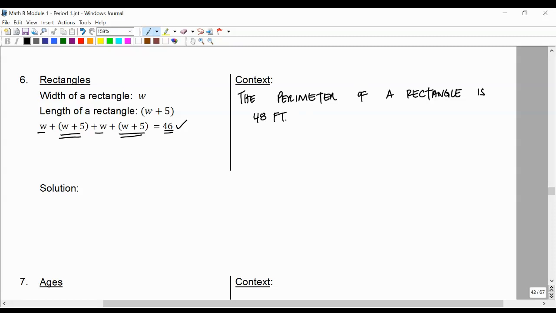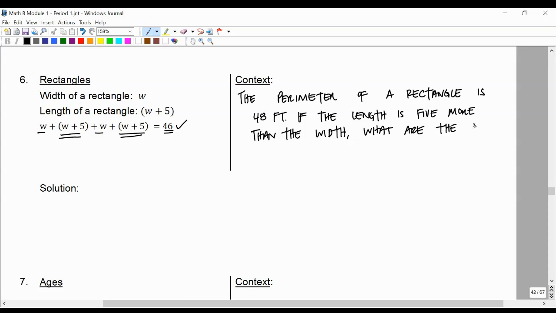All right, now we're going to talk about the length in reference to the width, and the length is 5 more. So we'll say if the length is 5 more than the width, what are the dimensions or side lengths?